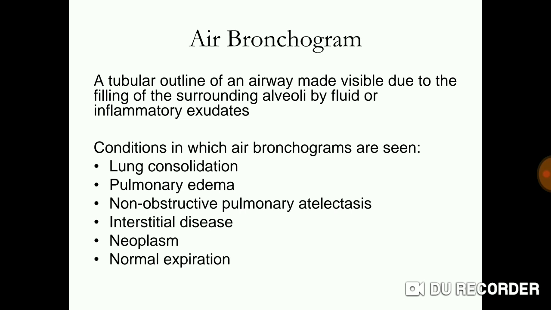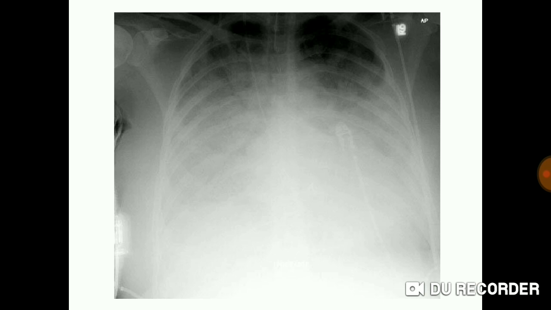Next is air bronchogram, a tubular outline of an airway made visible due to the filling of the surrounding alveoli by fluid or inflammatory exudates. Conditions in which air bronchograms are seen include lung consolidation, pulmonary edema, non-obstructive pulmonary atelectasis, interstitial diseases, neoplasm, and normal expiration. You can see in this X-ray.